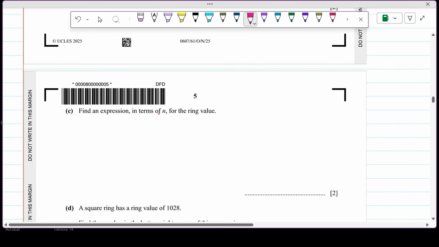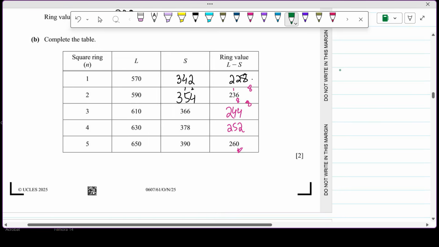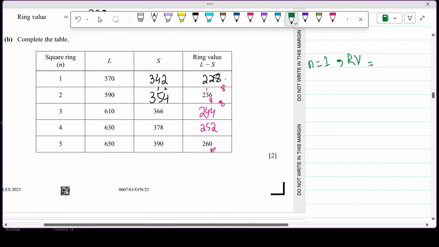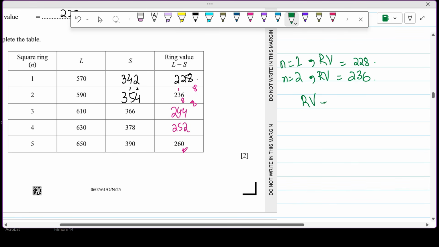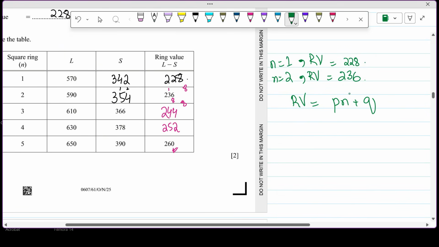Now find the expression in terms of n for the ring value. We will use the same method. When n is equal to 1, we have the ring value of 228. When n is equal to 2, we have the ring value of 236. When you find the pattern and there is a linear pattern, you just get the next term by adding or subtracting. So there should be some equation of a line. So ring value will be equal to p times n plus q. This is the equation of a line.